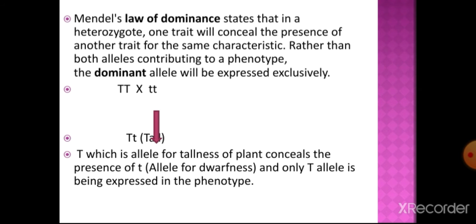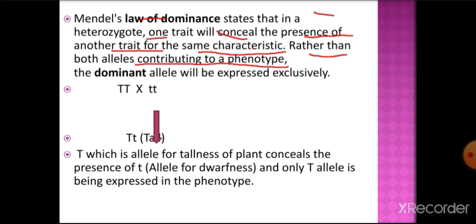Right, so by this experiment he gave two laws. The first was, of course, law of dominance. Mendel's law of dominance states that in a heterozygote, one trait will conceal the presence of another trait for the same characteristic, rather than both alleles contributing to a phenotype. The dominant allele will be expressed exclusively.